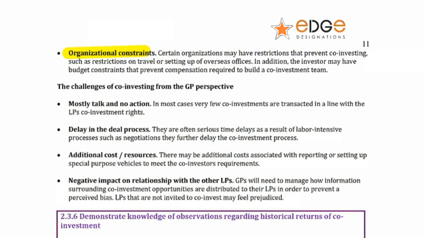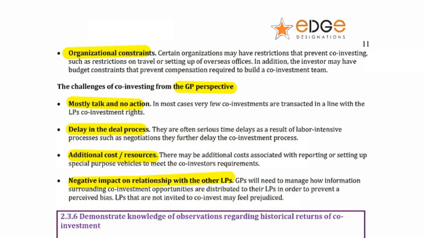Let's look at some challenges from the point of view of the general partner. Remember, the general partner is the manager. Mostly talk and no action. Generally it's not that often that co-investments are done. Delay in the deal process: there are often serious time delays to get these kinds of deals done. Additional costs and resources need to be expended for setting up specific vehicles to attend to the co-investment structure.